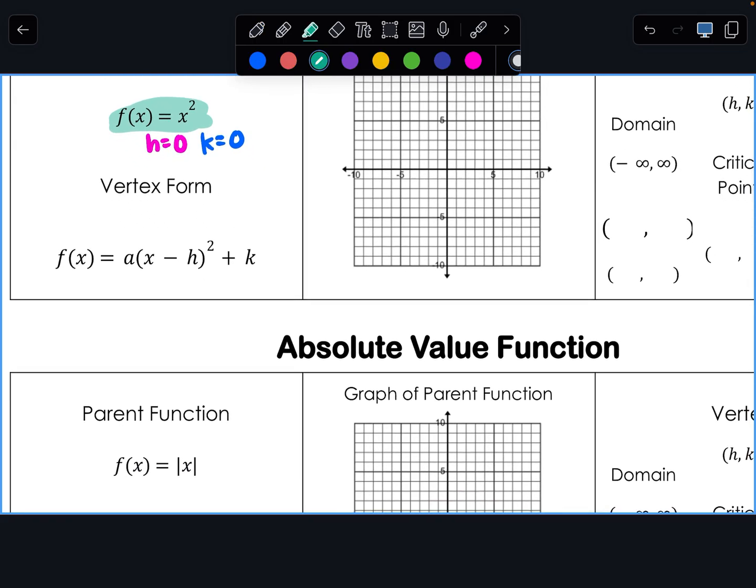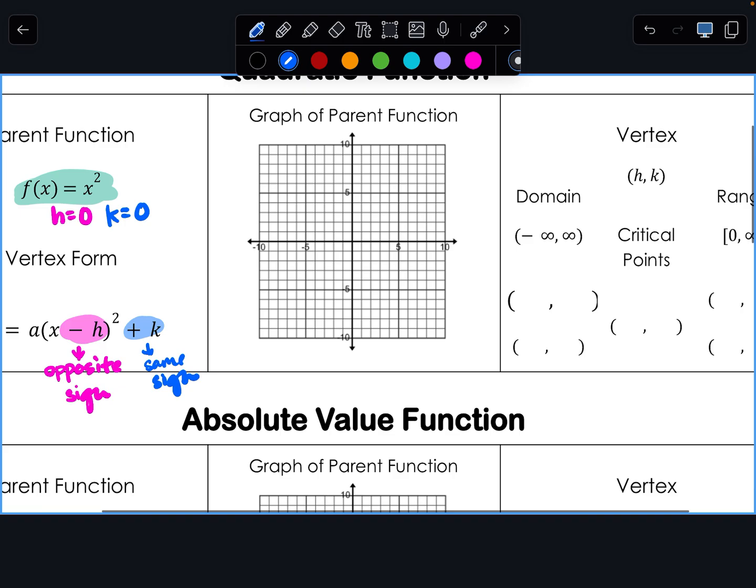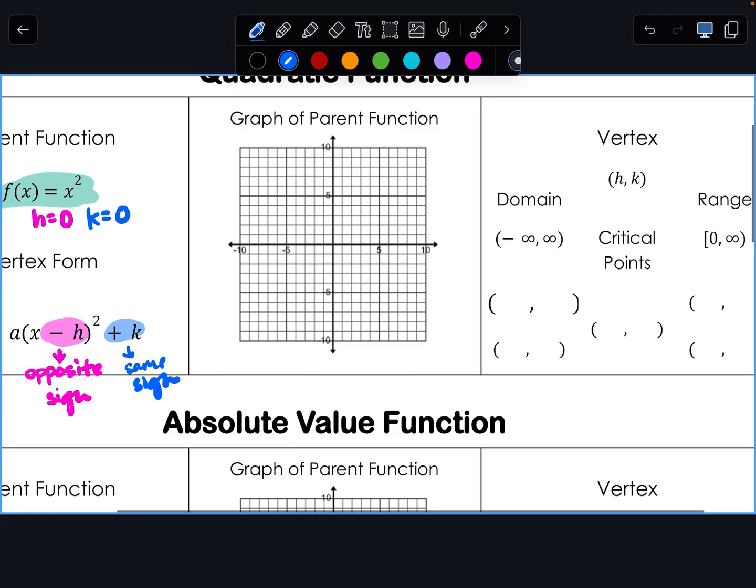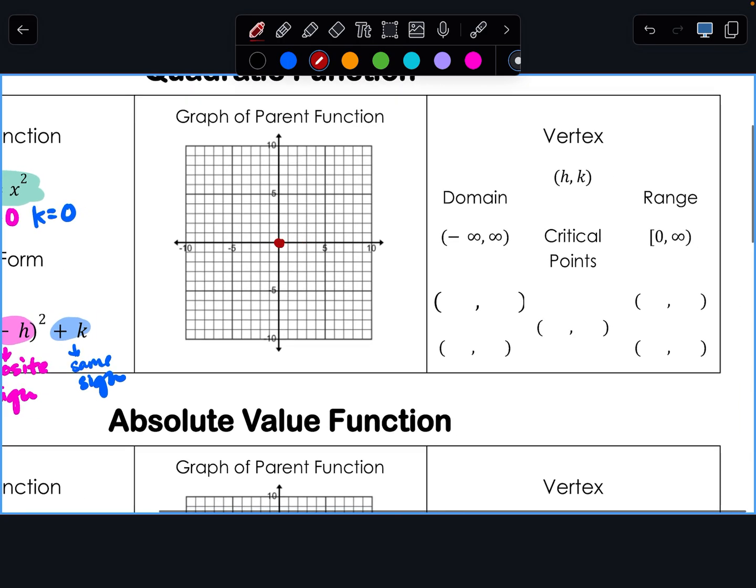So remember that when we're finding h and k in vertex form, we would use the opposite sign for h and keep the same sign for k. So to graph the parent function where h is 0 and k is 0, the vertex is at 0, 0. The first critical point in the parent function would be 0, 0, the vertex.